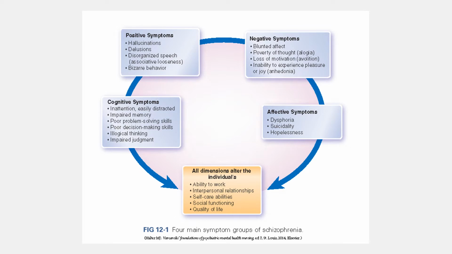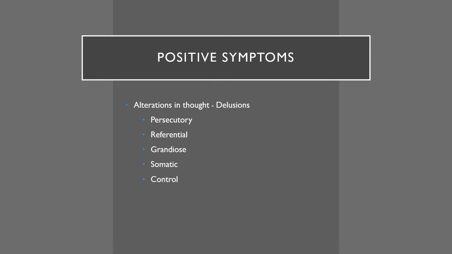So this is just a recap again of the different symptoms that we might be assessing for. So make sure you understand the difference in what a positive symptom is, a negative symptom, a cognitive symptom, and an affective symptom. All right, let's look at positive symptoms. These, again, are symptoms that are present that should not be there. So these symptoms appear early and is often what precipitates treatment.